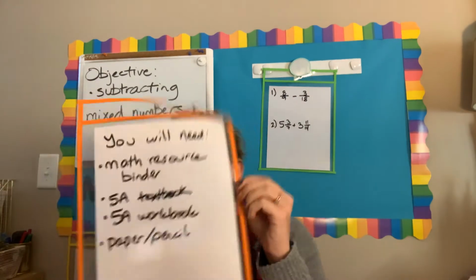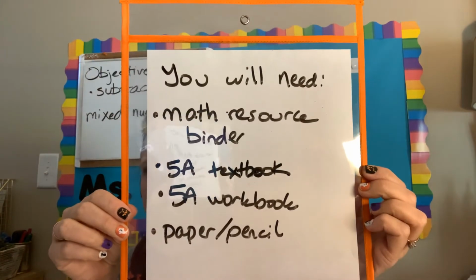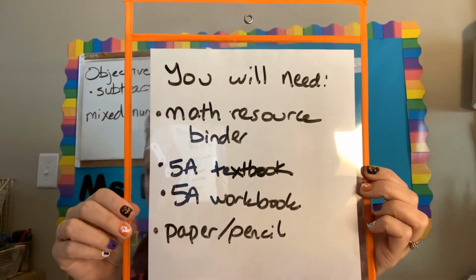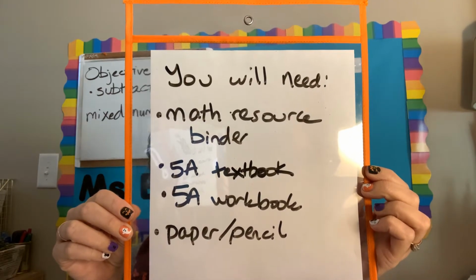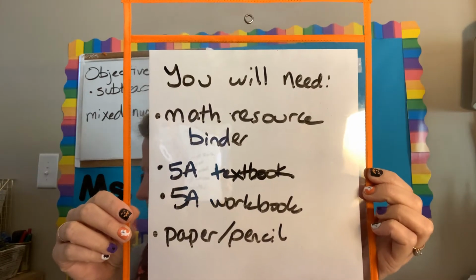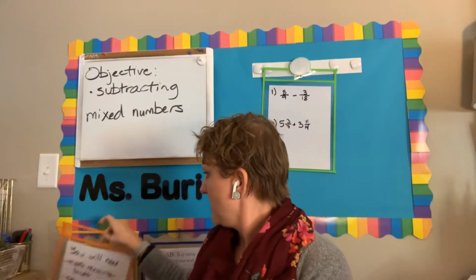As usual, you will need your math resource binder, your 5A textbook, your 5A workbook, and paper and a pencil. If you need to pause and go get any of those things, please do so now, and then come on back.